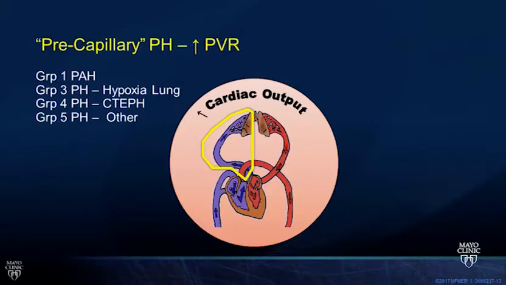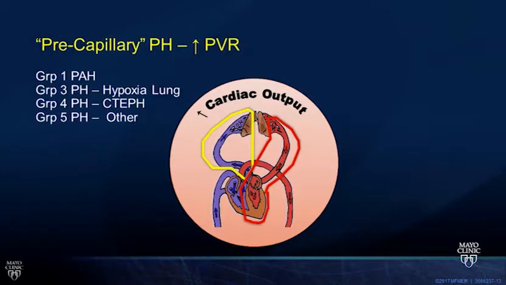It's one circuit, and you might hear the term pre-capillary pulmonary hypertension, and that basically is characterized by elevated pulmonary vascular resistance and encompasses these different groups, and I'm going to review those groups with you shortly. But group 1 is idiopathic familial pulmonary hypertension, group 3, hypoxic lung disease, group 4, chronic thromboembolic pulmonary hypertension, and group 5 is other miscellaneous categories.